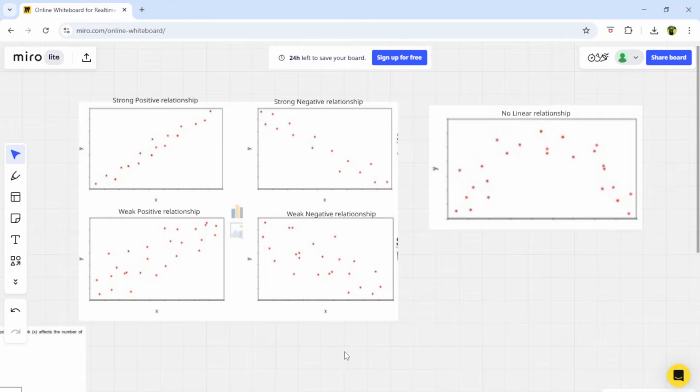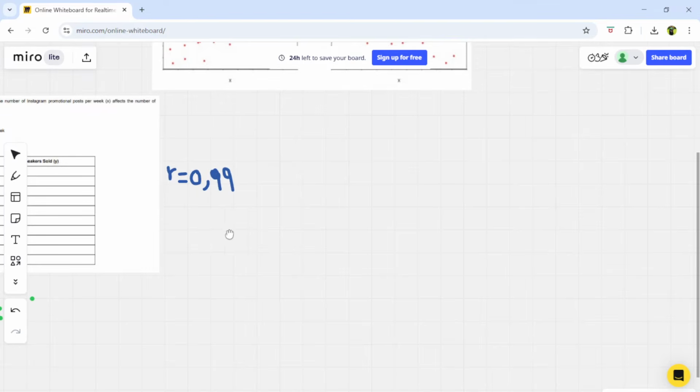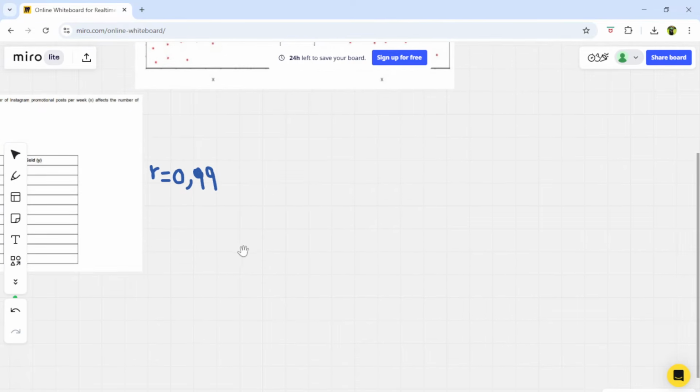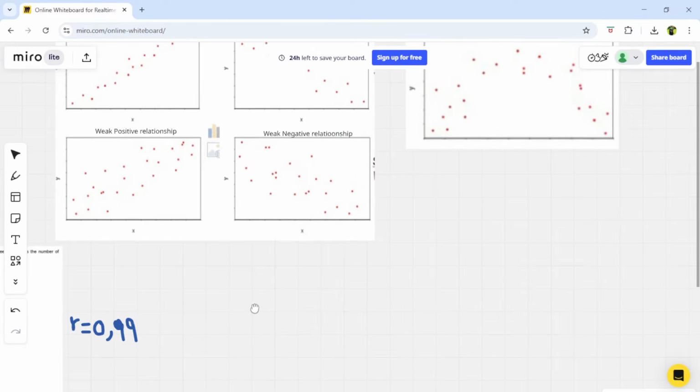Okay, and now for the correlation coefficient. I already showed you how to calculate the correlation coefficient using the calculator. And now for the properties, because you should use both the scatter plot and the correlation coefficient. For this, I'm just going to draw a small diagram for you, just a small drawing to summarize the properties of the correlation coefficient.